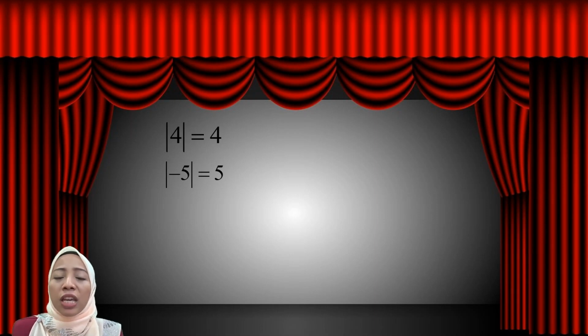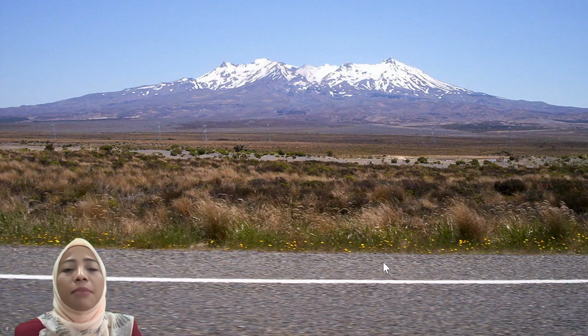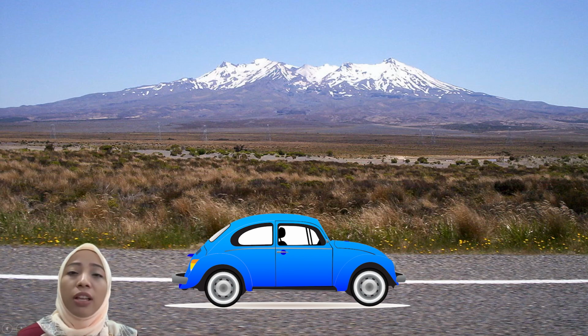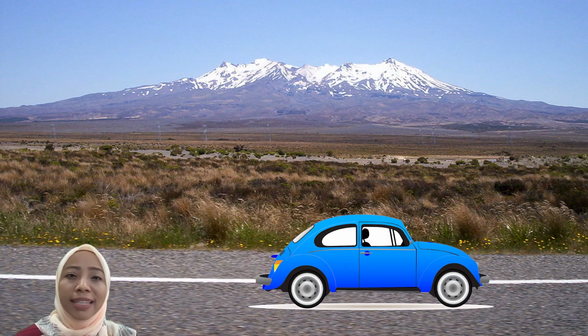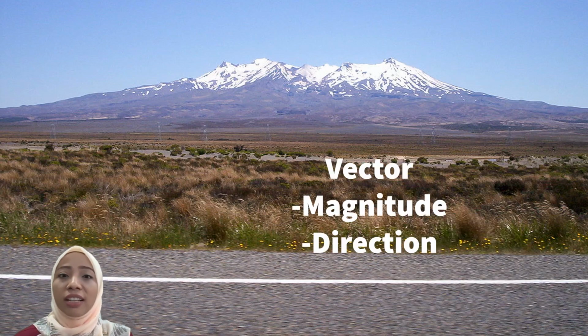What if we have absolute values of an equation? It means that absolute values of x plus 5 will give us x plus 5 and negative x plus 5. Therefore, we will end up with two values of x. Absolute value has more to do with the idea of magnitude you travel. What is magnitude? Magnitude is basically amount, strength or length which is opposed to direction in vector.